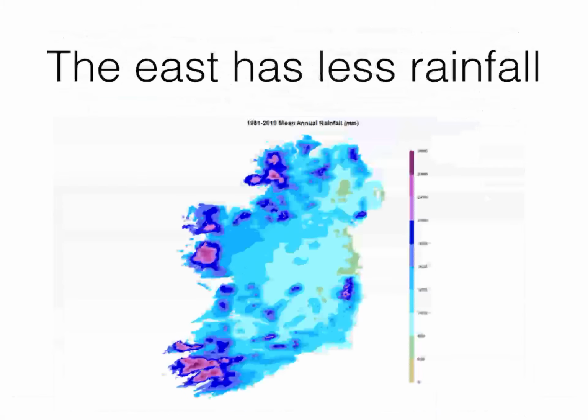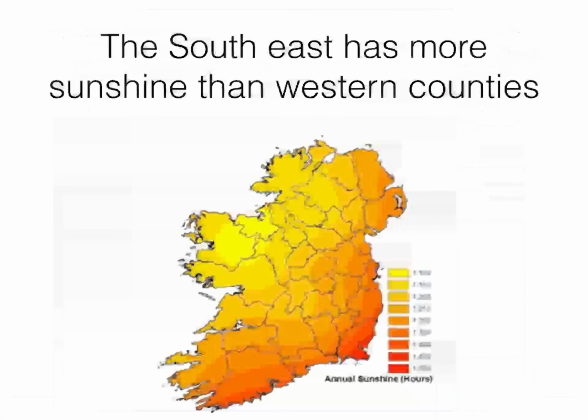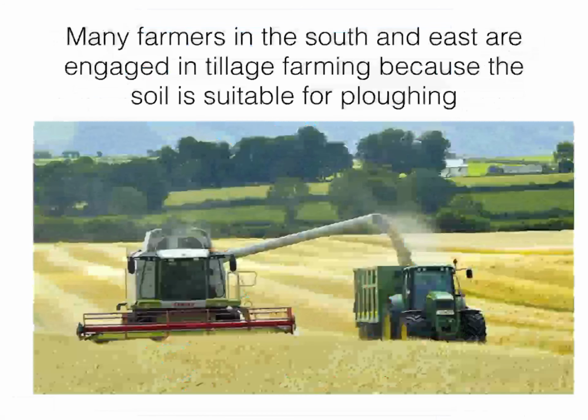They get less rainfall. It's proven statistically. Most of the Atlantic rain falls over the BMW region. By the time it reaches the south and east, most of it has fallen. So the fact that they get less rainfall means that the soils aren't waterlogged as much. They get more sunshine than the western counties. So all of these add up to make farming really profitable in the southern and eastern part of Ireland.